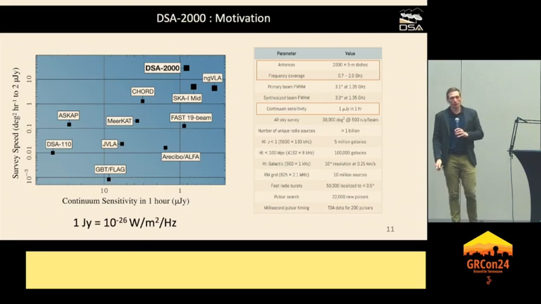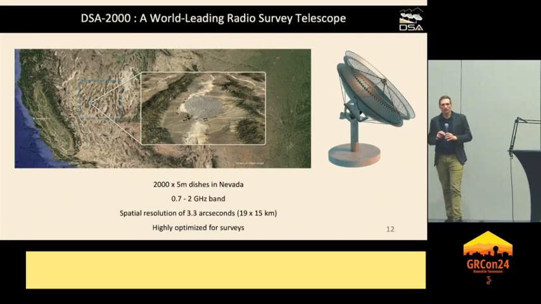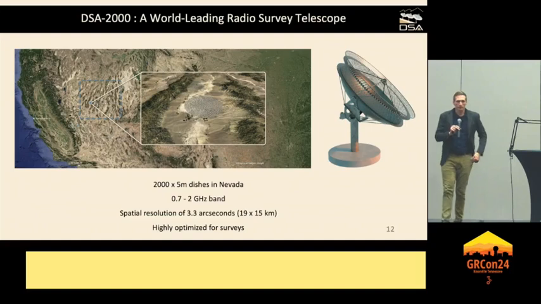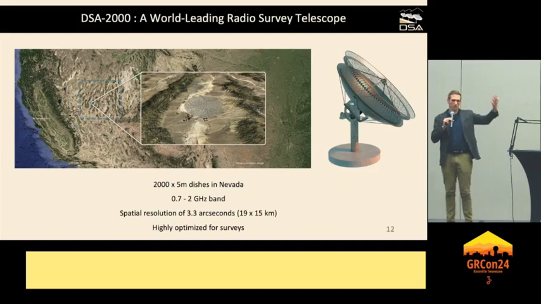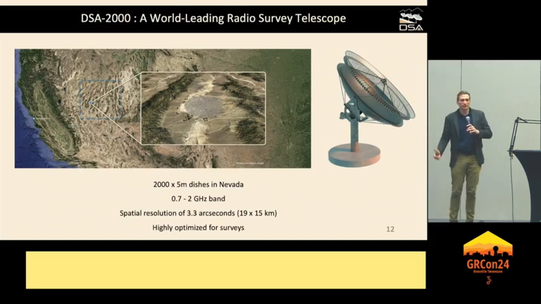To do so, we're building 2,000 dish antennas. They're all 5 meters in diameter, in a pretty dense core formation footprint. We're covering 700 megahertz to 2 gigahertz, which is another reason why we're so sensitive, because we're in the most sensitive region of the spectrum from a radio astronomy standpoint. We're going to achieve 3.3 arc-second resolution, and the footprint of the array is 19 kilometers by 15 kilometers. It's huge.